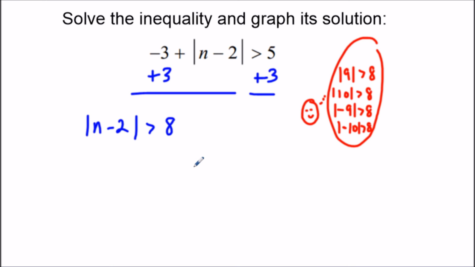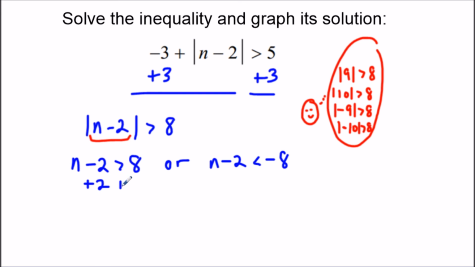So when we set up the next part of this question, we want to keep this concept in mind, that the inside, n minus 2, is going to basically just be a number that's either bigger than positive 8 or something less than negative 8, because see how we had negative 9 and negative 10. So we said just now that the inside n minus 2 is either going to be bigger than 8, or the inside n minus 2 is going to be less than negative 8. So when we solve these two inequalities, we're going to have our solution.